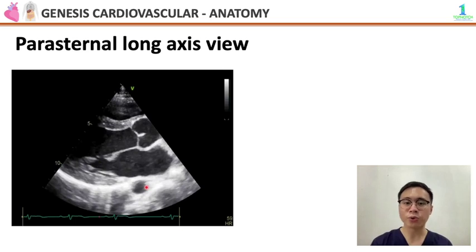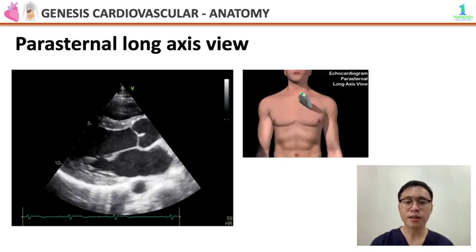So following what we've learned earlier, where are we supposed to put the probe if we want to elicit this parasternal long axis view? It has to be in the left parasternal area, like this, with the marker of the probe pointing towards the right shoulder. That's how you elicit the PLAX view.